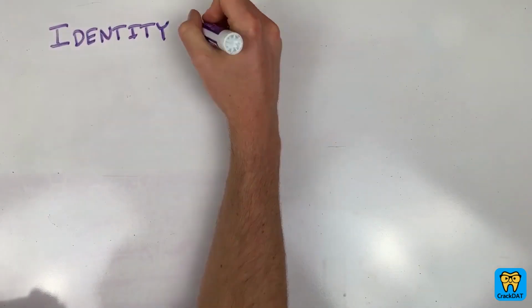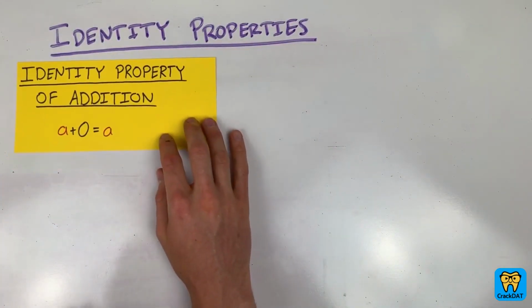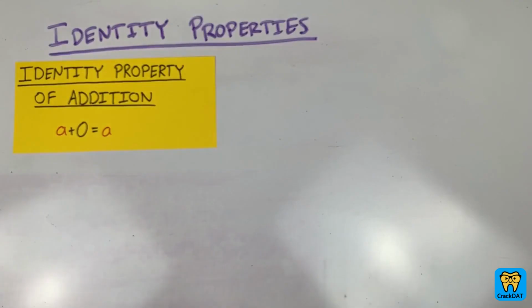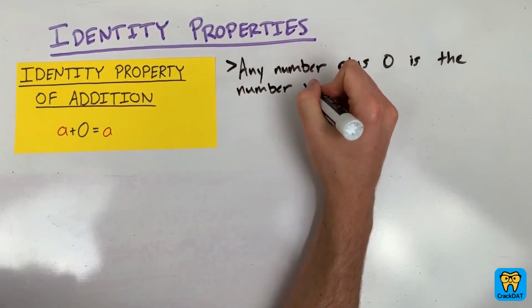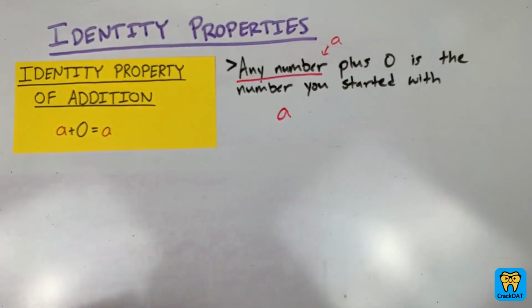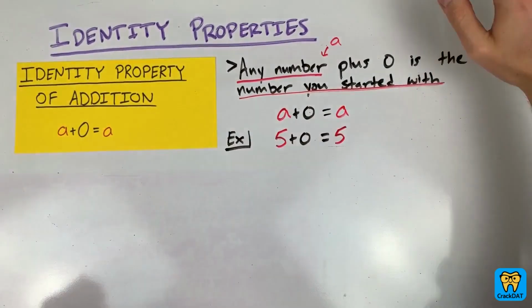First up, we have the identity property of addition, which can be written a plus 0 equals a, where a is a variable that could be any number. In English, this says that if you add 0 to any number, the resulting sum is the number you started with. So for any a, a plus 0 equals a. In particular, 5 plus 0 equals 5.